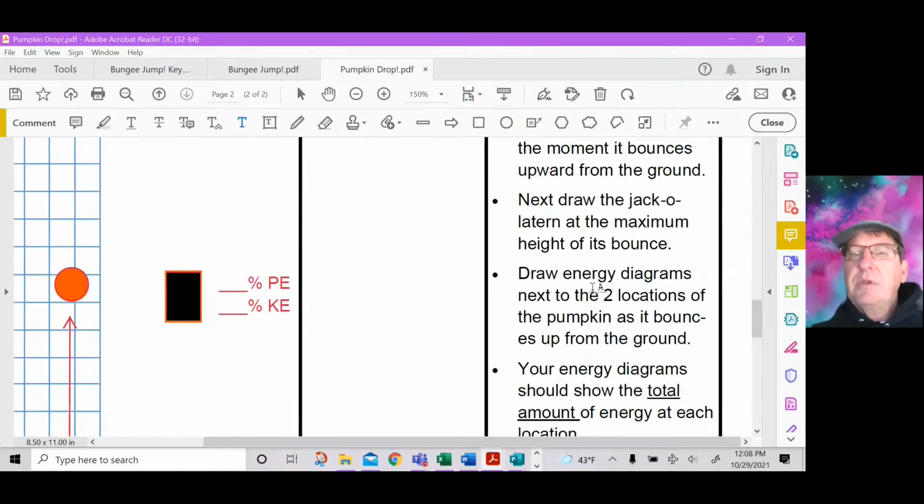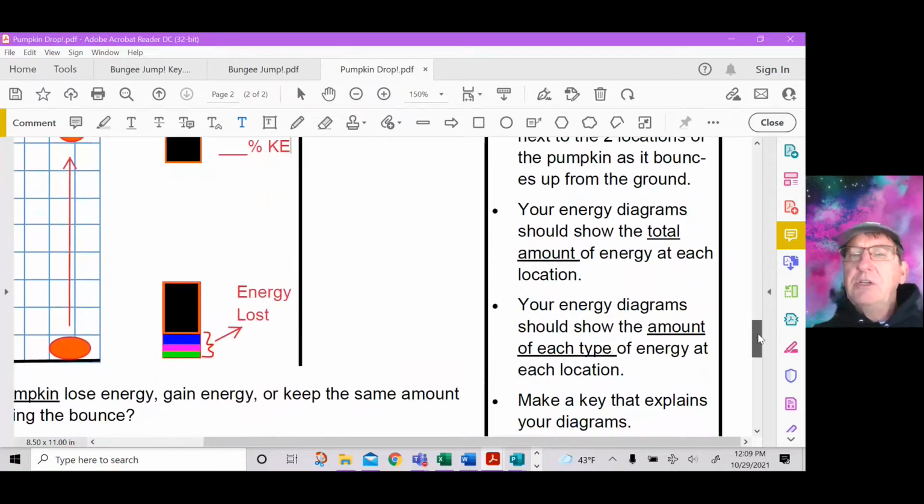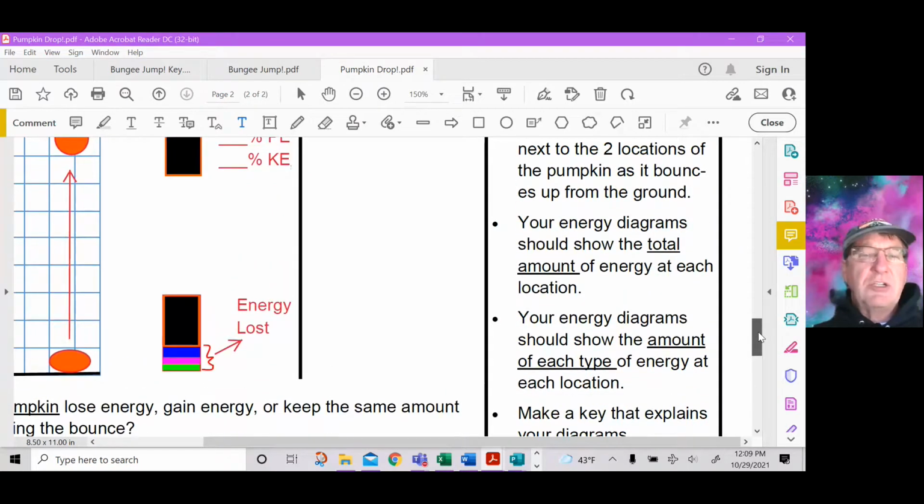So let's see. We drew the jack-o'-lantern at the maximum height of its bounce. We drew the energy diagrams. Yeah. Your energy diagram should show the total amount of energy at each location. That's the total size of the box, regardless of how many energy bars are inside of it.